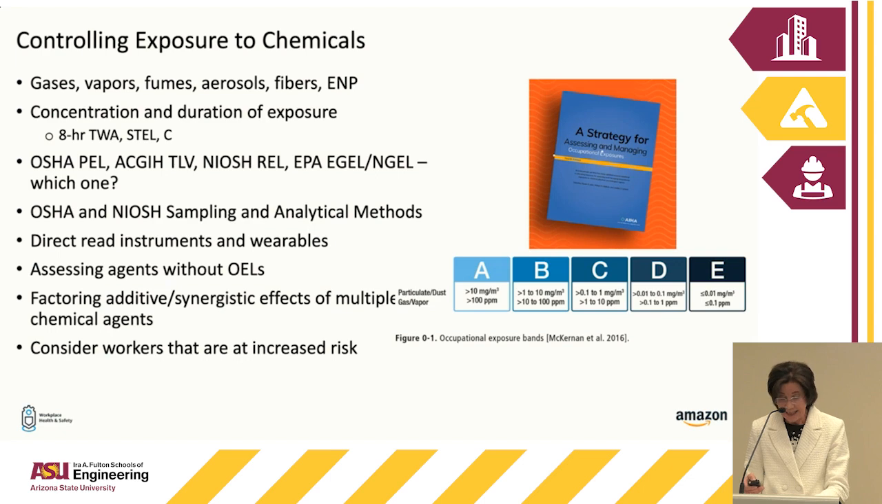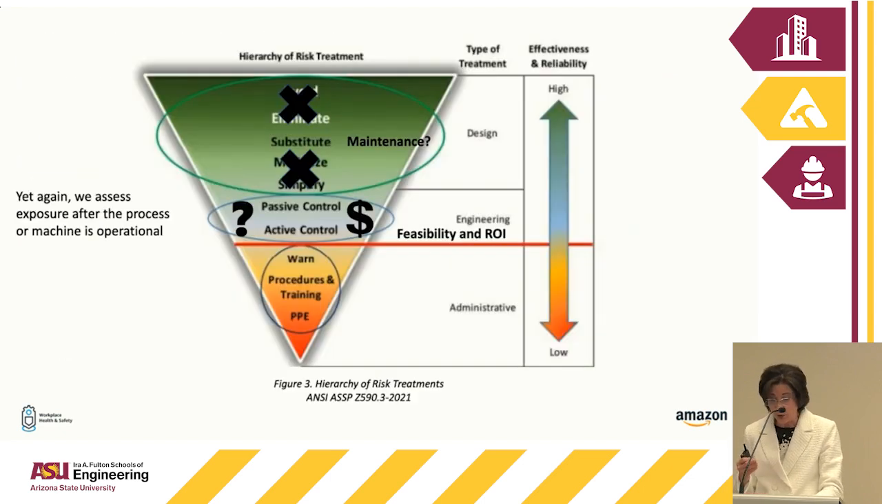So then yet again, we assess exposures after the process or the machine is fully operational, leaving us very few design options for removing the hazard or reducing the risk of the equipment. And that's why we rely so much on personal protective equipment rather than kind of engineering out the controls. So let's look, for instance, at the one that industrial hygienists most use when there's an identified hazard, and that's ventilation systems.